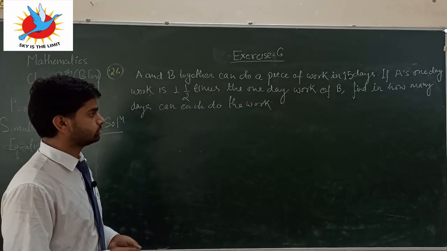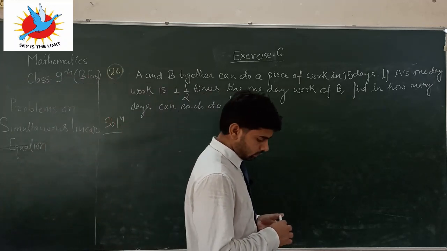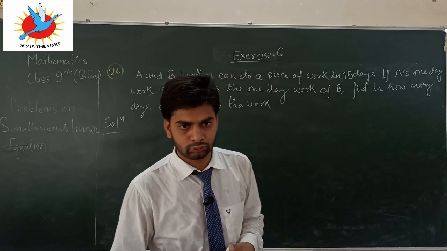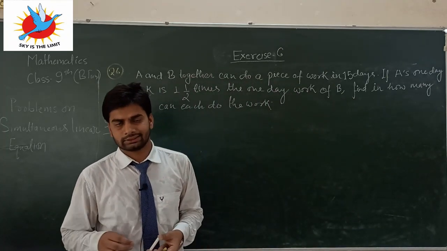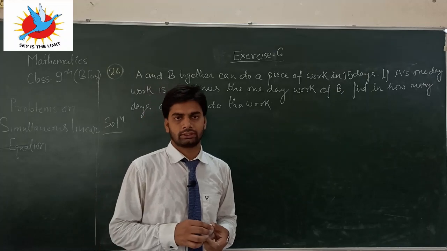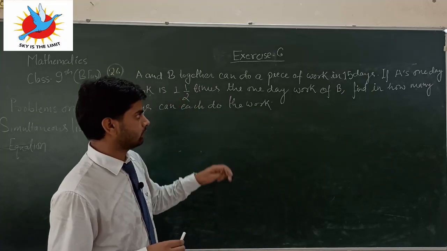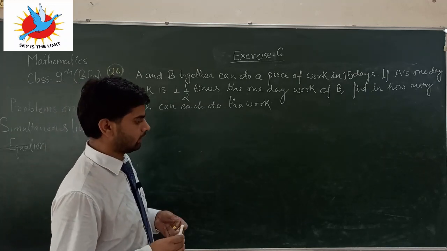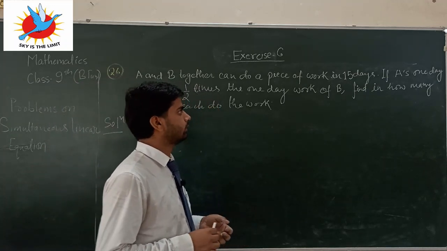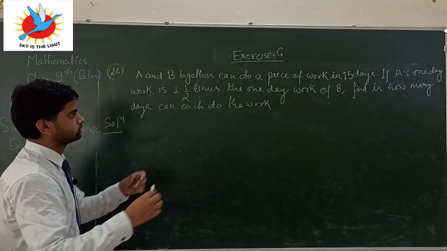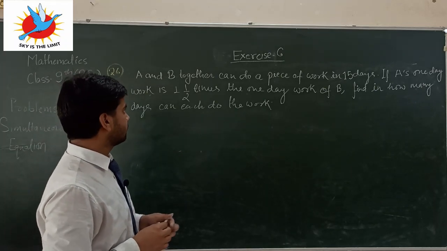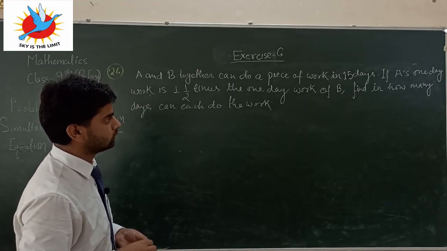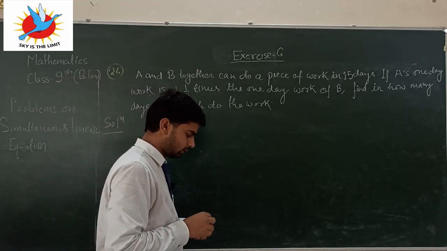The question is related to time and work problems. You will get other problems from exercise 6 and in some examples. So try to understand this concept clearly, and try to solve examples and other exercise questions yourself. The question is: there are two persons A and B, and both can do a work in 15 days.